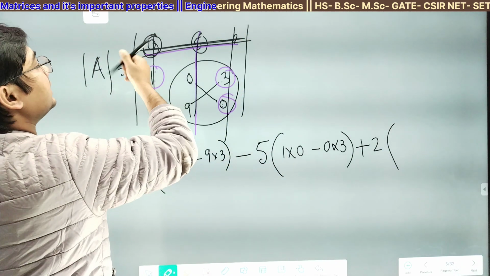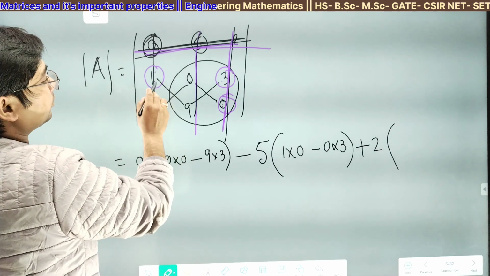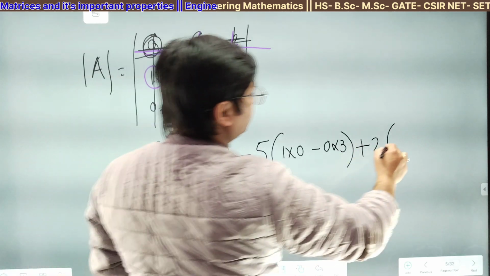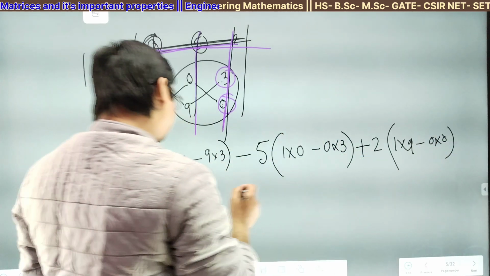Now for this, what will happen, these two will be cancelled, then what will remain, this with this, this with this, so 1 into 9 minus 0 into 0. So 1 into 9 minus 0 into 0. Now you simplify this one.